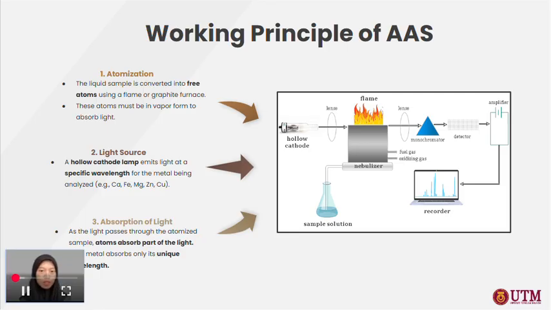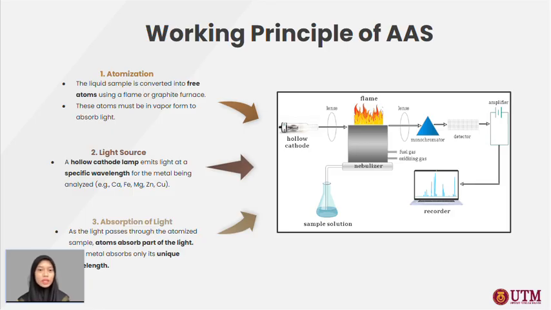The working principle of AAS can be explained in a few clear steps. First is atomization. The sample, usually in liquid form, is introduced into a flame or a graphite furnace. The high temperature converts the sample into free atoms in the gas phase. This step is important because only free atoms can absorb light effectively.